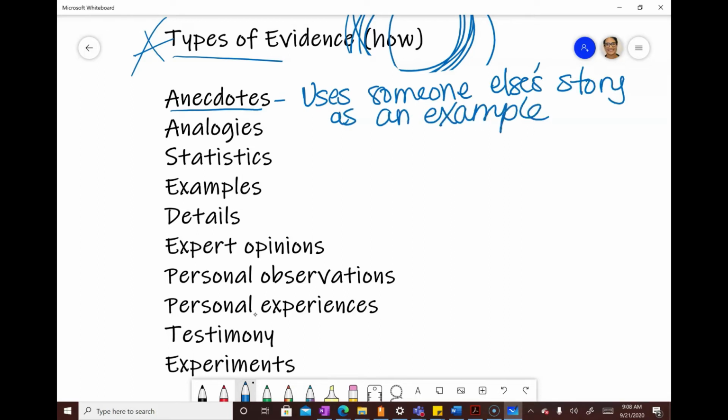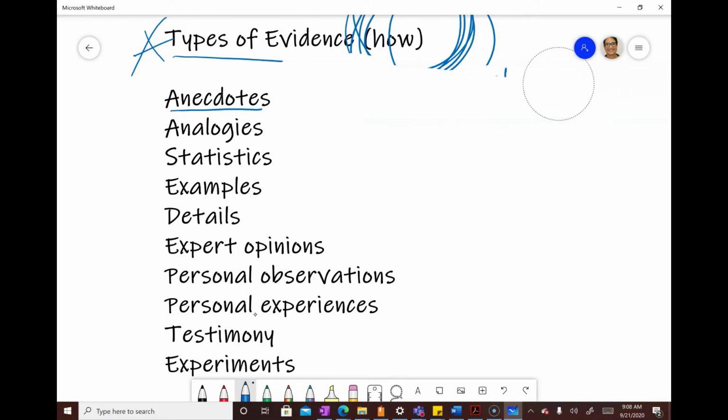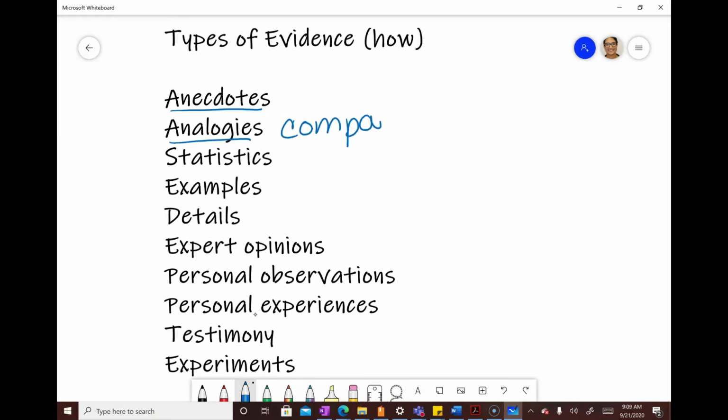All right. Now, when we look at analogies, we're used to the SAT, ACT type analogies. This is to hand is to glove as foot is to sock kind of a thing. But what you want to make sure to remember about analogies is it's just a comparison. So when two things are being compared, they are using an analogy, or you can refer to it as a comparison.